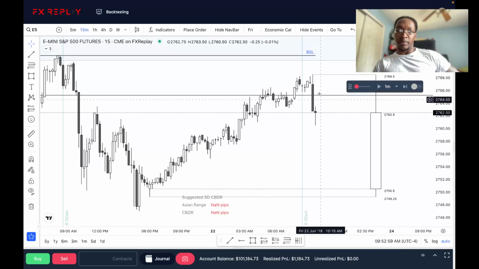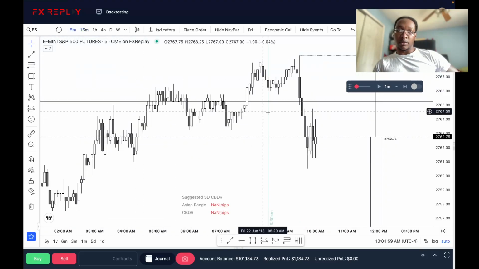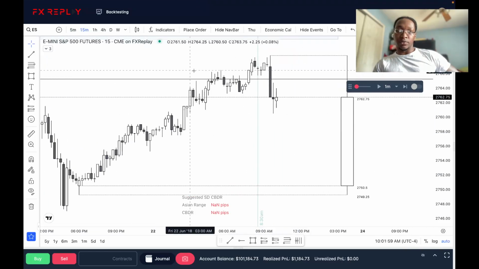We create a 15-minute fair value gap. We could take this short. There we go. You could drop down to a 5-minute and look for a fair value gap, or on the 15-minute, keep it simple. You have your entry protocol here.